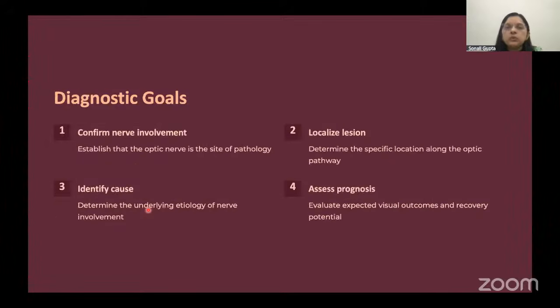What are our diagnostic goals? What we have discussed till now. First, whether the lesion is really in the optic nerve or somewhere else in the visual pathway. Second, after we have localized where exactly in the optic pathway it is, whether it is in the intraocular part of the optic nerve, where we see an actual disc edema, could it be papilledema, or is it intraorbital or further behind. Then, if we can reach the cause, it helps us to act swiftly, and it also helps us to assess the prognosis and tell the patient about the expected visual outcome and recovery potential.